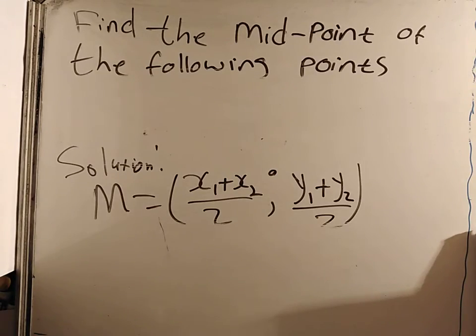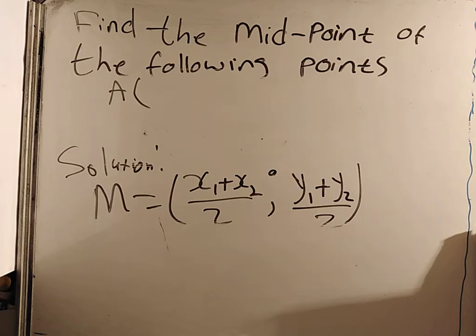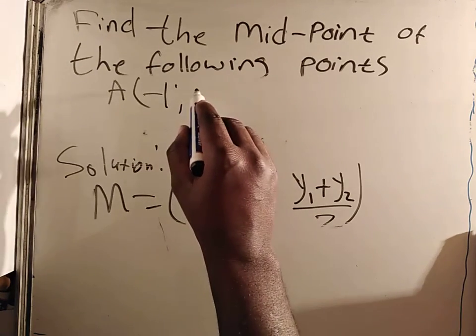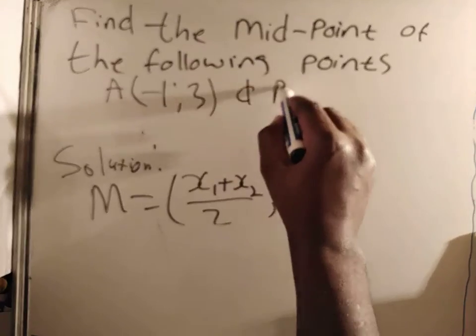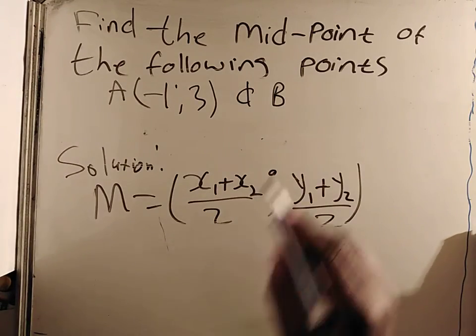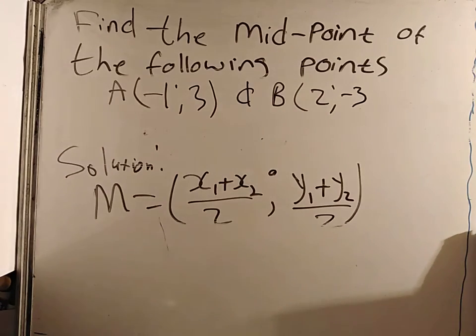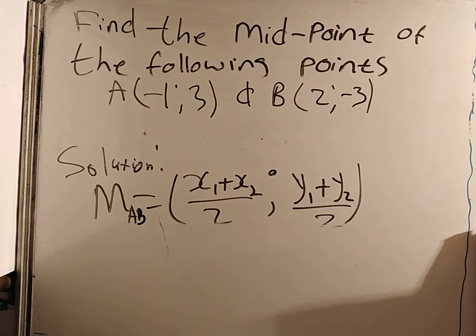Let's say this time around we've got this couple of points. Let's call this one A, and there is minus 1 versus 3, and there is point B, which is 2 versus minus 3. Okay, so how do we find the midpoint? Ladies and gentlemen, the midpoint of AB, because now these points have been identified as A and B.